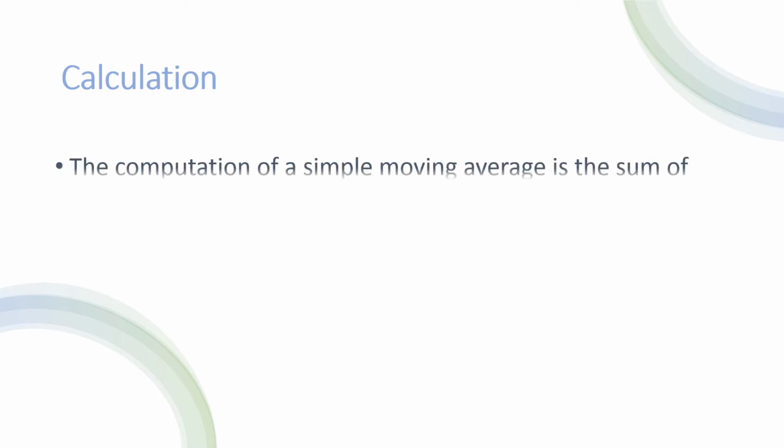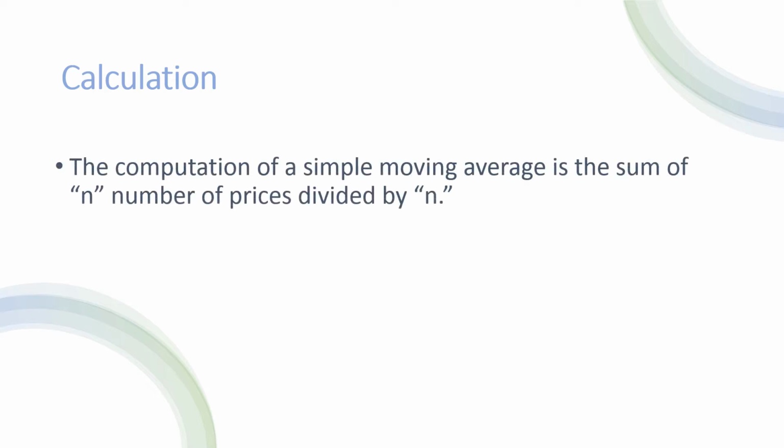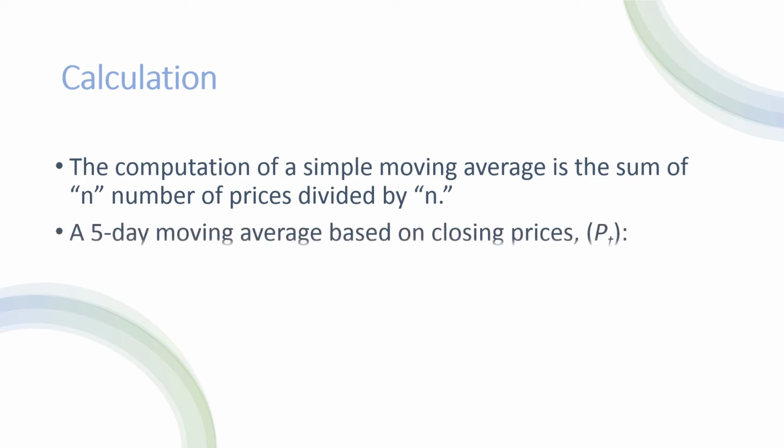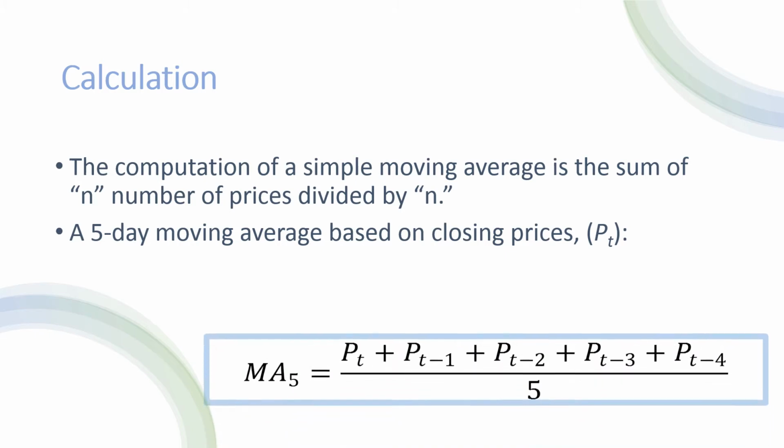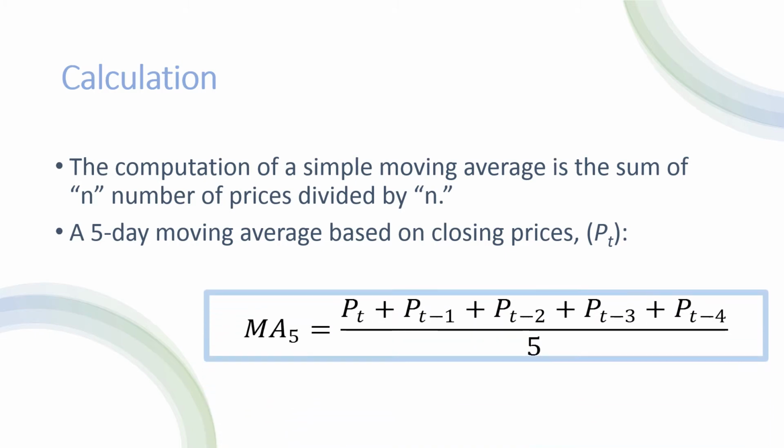Next, we are going to learn how to calculate moving average. The computation of a simple moving average is the sum of n number of prices divided by n. For instance, suppose that over a 5-day period, the 5-day moving average is calculated using the formula as follows. It would be helpful to use Excel spreadsheet to compute.